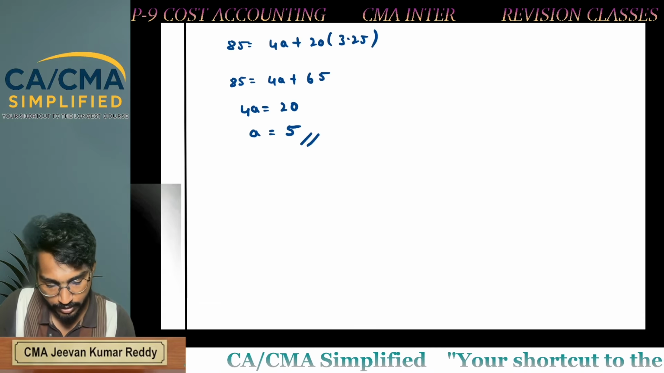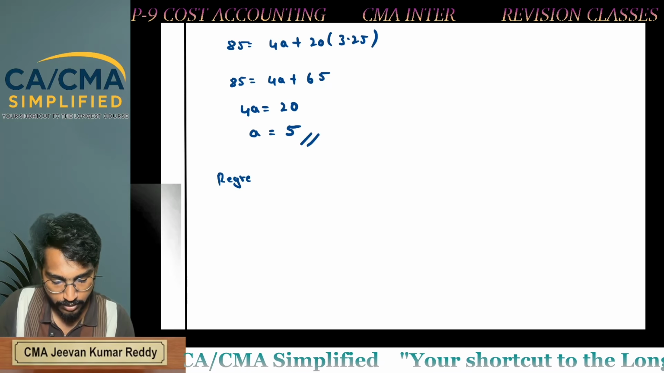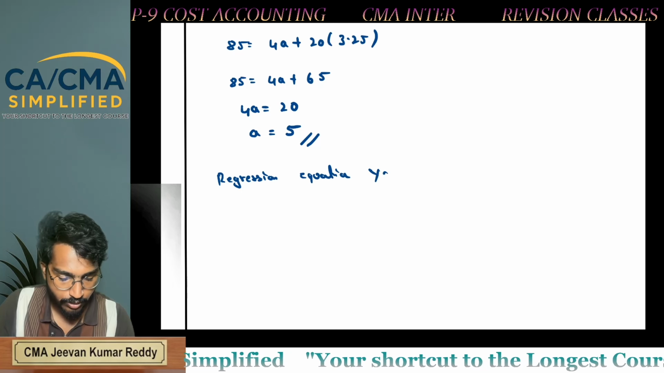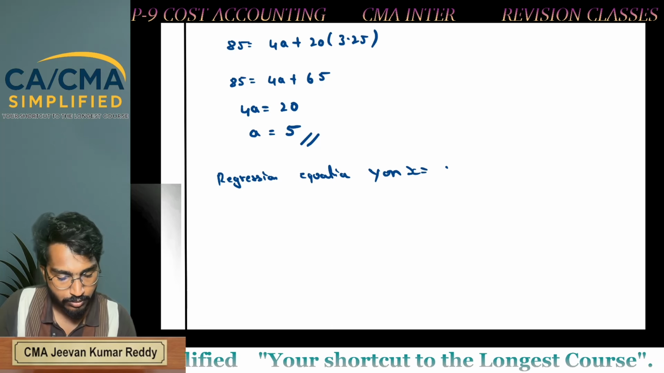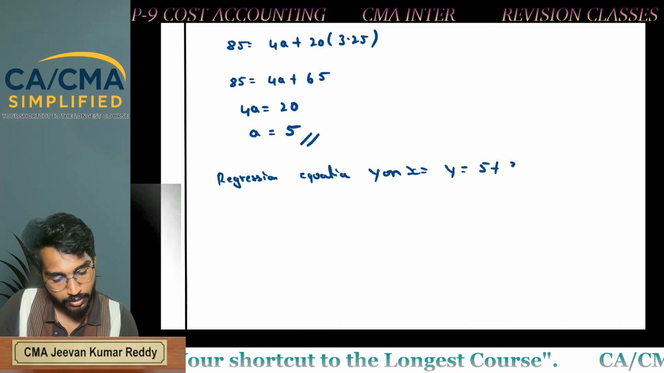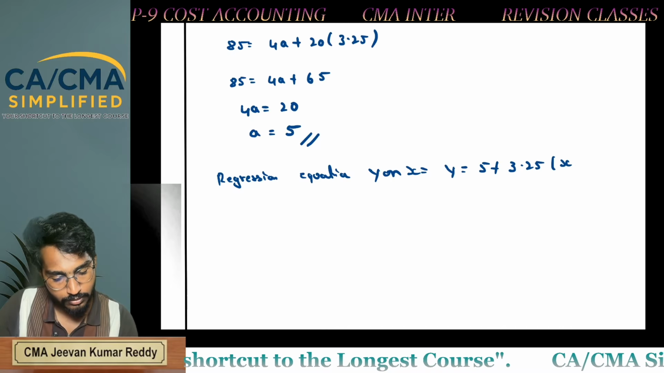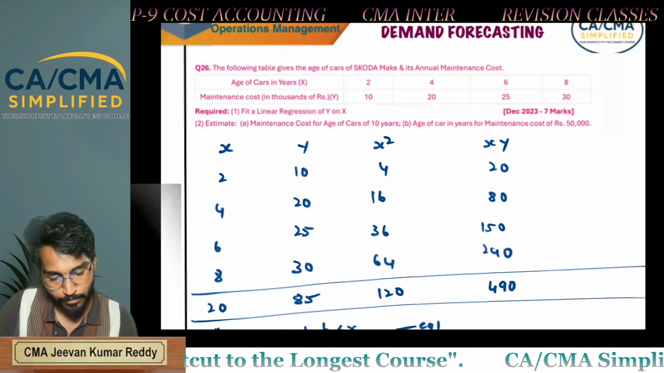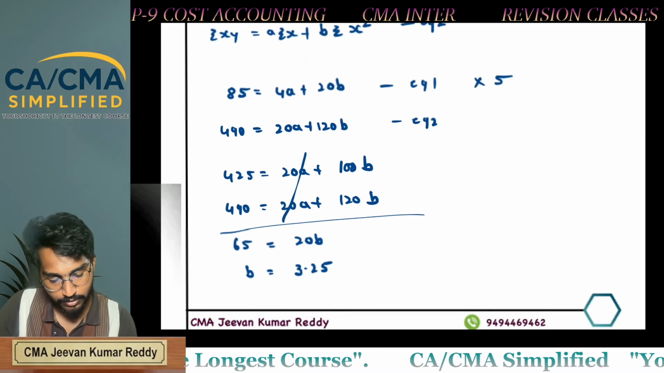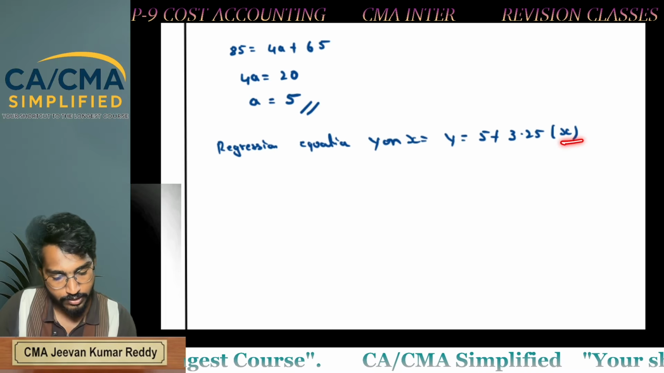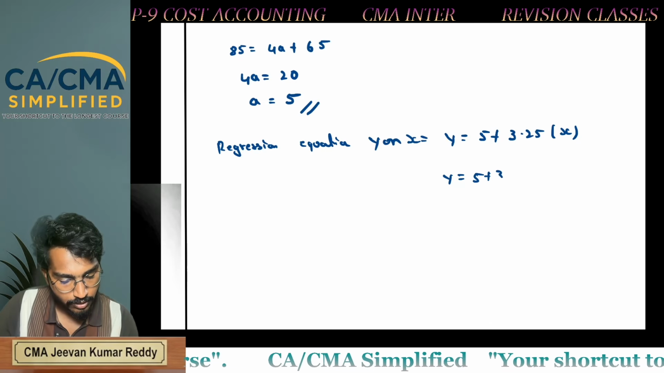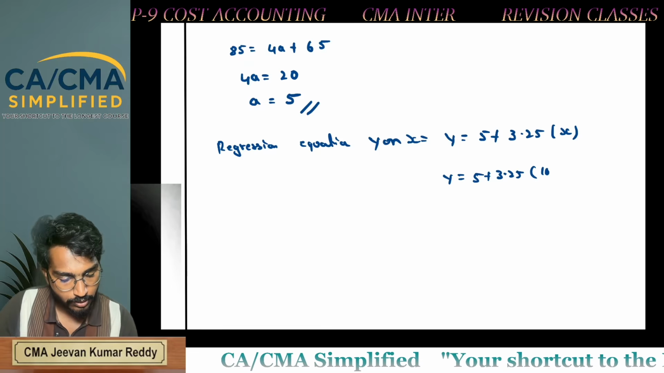Now the regression equation. Regression equation y on x is y is equal to 5 plus 3.25x. Now for how many years does he want to calculate? 10 years. Now the x value is 10. Now y is equal to 5 plus 3.25 into 10.